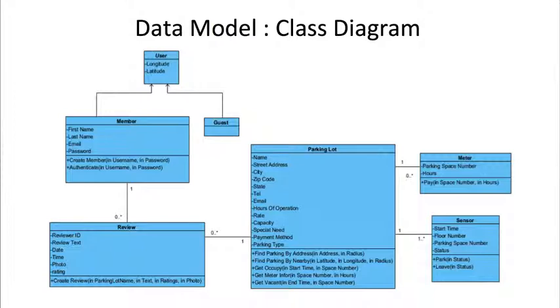Our major class is parking lot. The user can use methods like find parking by address and by nearby, and get occupy, get meter information, which is relevant to the meter class. Methods like pay in space number and pay in hours. Another parking lot method is get vacant, which is relevant to sensor methods like parking in status and live in status.